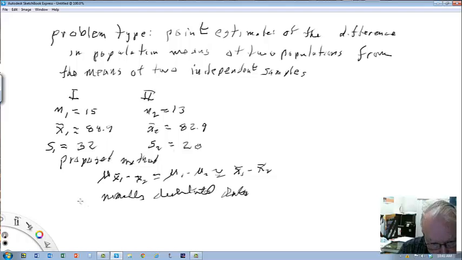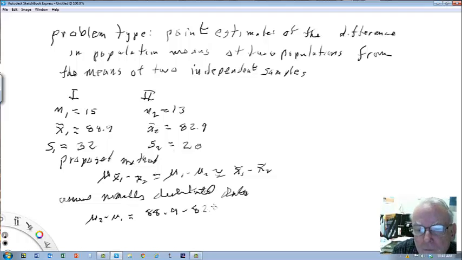So using that method, we'll assume this works out, so that the best estimate we have of the sample difference, the point estimate, is x1 bar, 88.9, minus x2 bar, 82.9, which is equal to 6.0. That's our point estimate of the difference, 6.0.